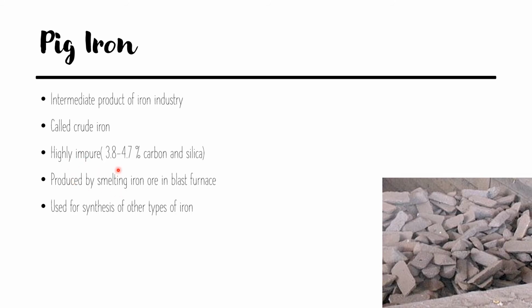Now we can see that the percentage composition of carbon is relatively higher as compared to wrought iron and cast iron. It is 3.8% to 4.7% with traces of silica. This means the percentage composition of iron is relatively less in this. As it is used for synthesis of other types of iron, it is an intermediate product. And here we can see that this is how it looks. Pig iron is of a type that is used to make ductile iron. So that is why it is stored in a bin.